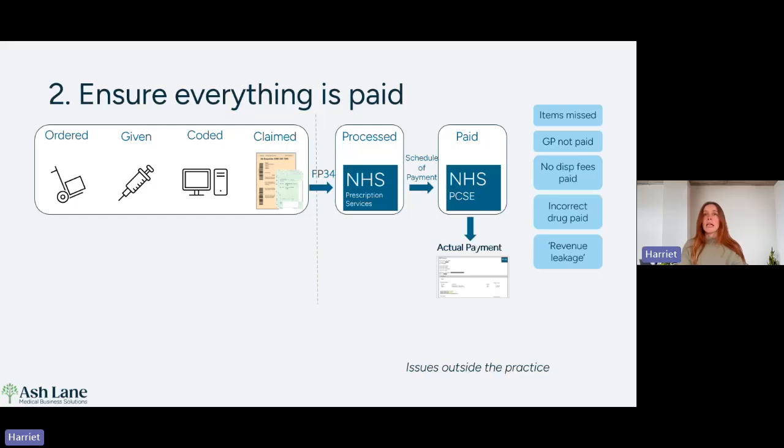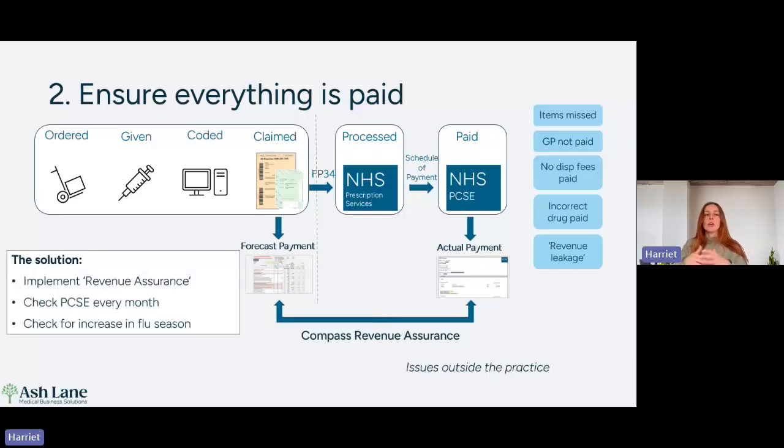So that could be small amounts of income that aren't being paid, that accumulate over time, or it could be a one-off payment that is missed or underpaid. That just goes completely unnoticed, because most practices that I speak to, after the claim has been sent off, are not checking or not able to check whether the payment is correct. But it is really important. So there are some things that you can do to sense check whether that payment is around the level that it should be. And that's what we call revenue assurance.